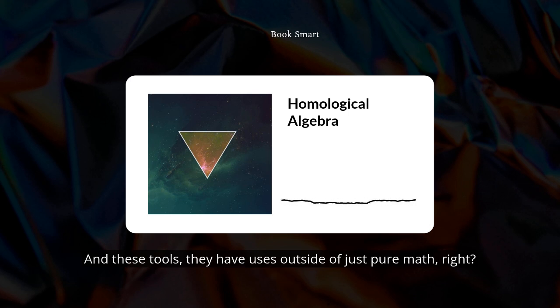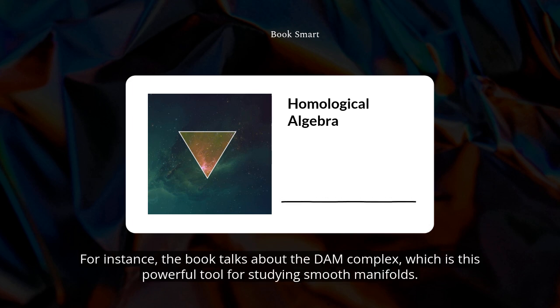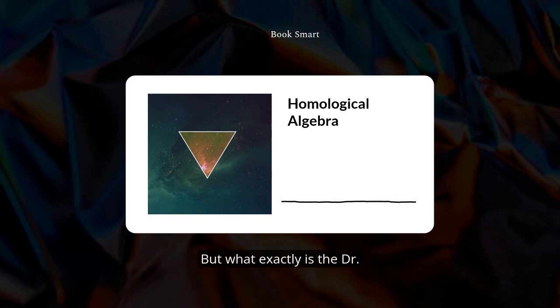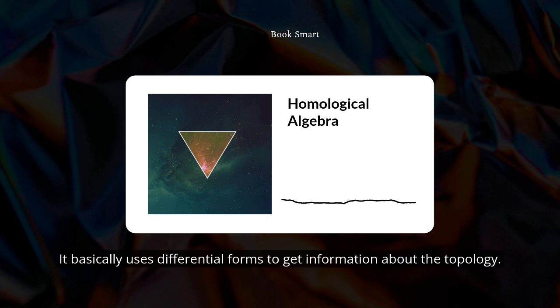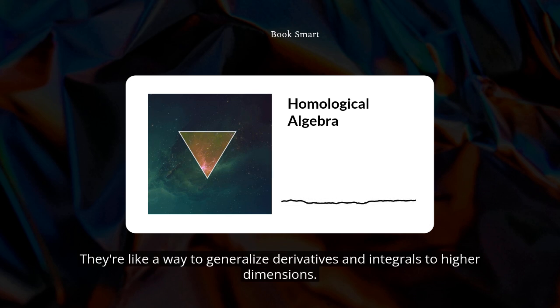And these tools, they have uses outside of just pure math, right? Oh, absolutely. They're used in areas like algebraic topology, algebraic geometry. For instance, the book talks about the de Rham complex, which is this powerful tool for studying smooth manifolds. Smooth manifolds, so like surfaces, curves, that kind of thing. But what exactly is the de Rham complex? It basically uses differential forms to get information about the topology. Remember those from calculus? They're like a way to generalize derivatives and integrals to higher dimensions.